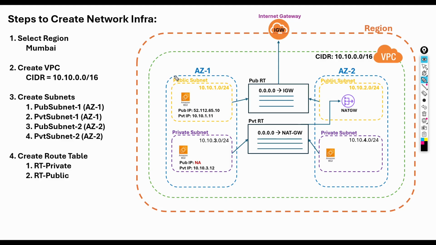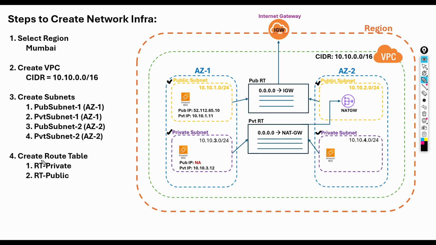After creating VPC, we will create subnets. If you see in the diagram, we will create two subnets in AZ1 and two subnets in AZ2. So AZ1 will have one public subnet and one private subnet. Similarly, in AZ2, we will create one public subnet and one private subnet. While creating subnet, we need to mention the VPC which we created in step 2. So that's why before creating subnet, we have to create the VPC.